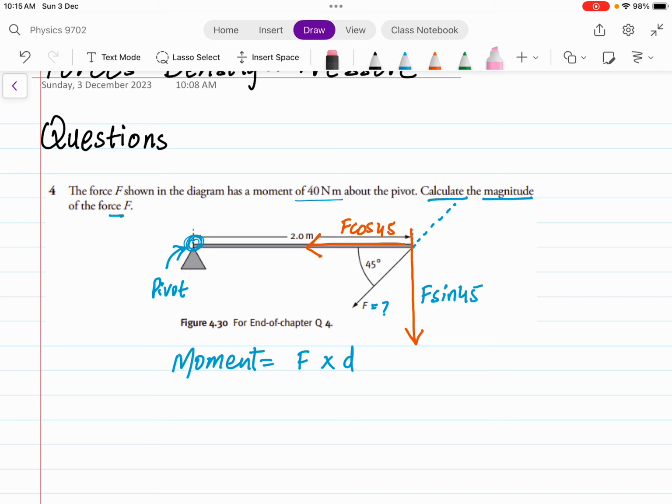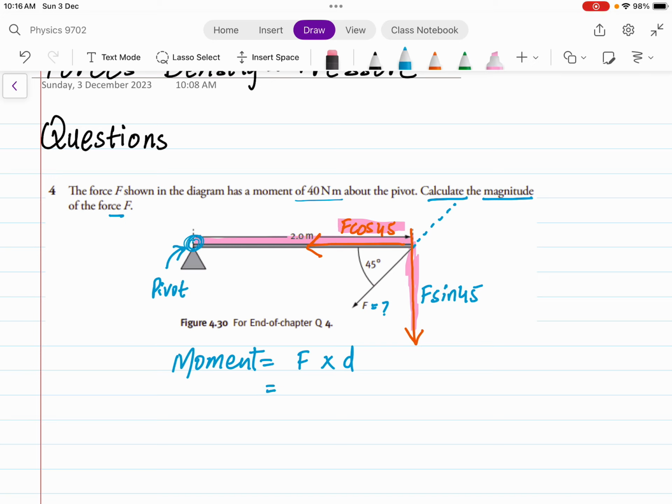Now I see that this distance from pivot and this force F sine 45, they are perpendicular to each other. I can take these. I cannot take F cos 45 because its perpendicular distance from pivot is 0. It's parallel to the distance from the pivot, and that would cause no turning. In other words, this force is directly acting on the pivot, right? So I'll just do the calculation.